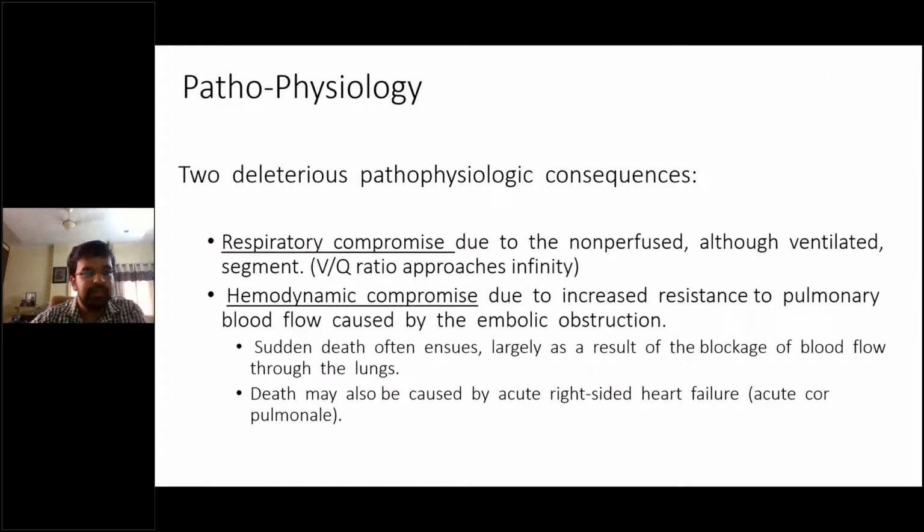So what was written here, we read again. So respiratory compromise due to the non-perfused, although ventilated segment, right? The segment is ventilated but non-perfused, and V by Q ratio approaches infinity.